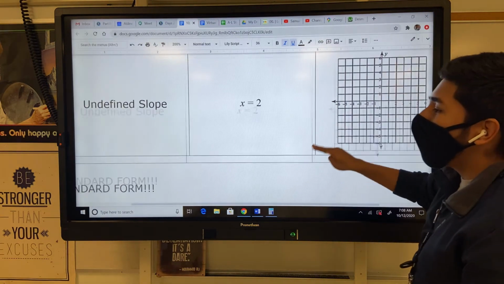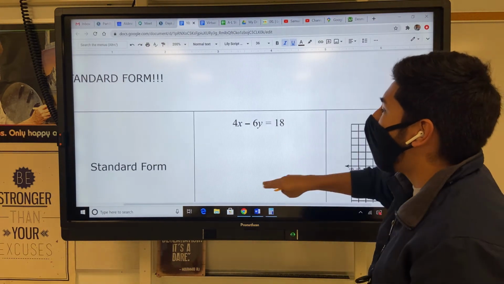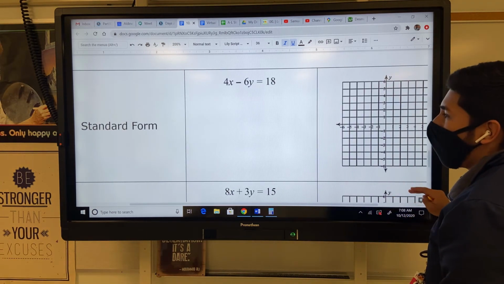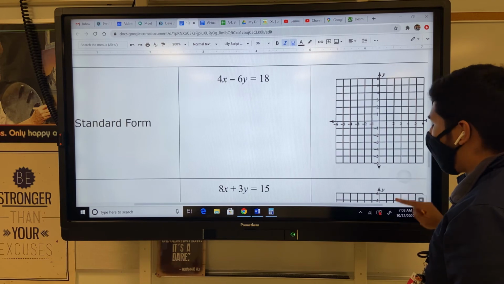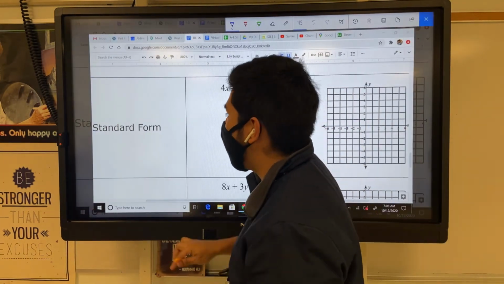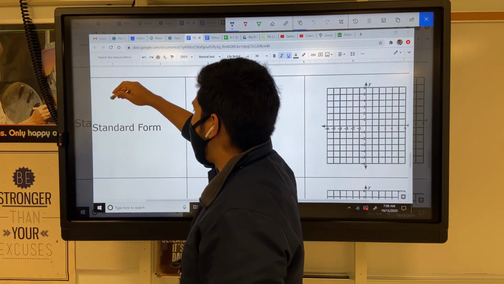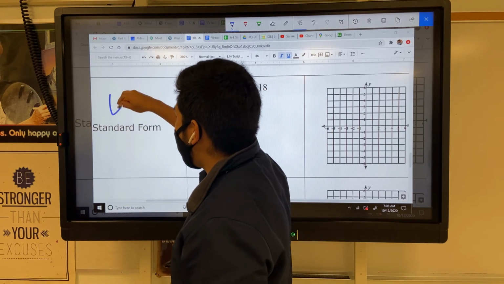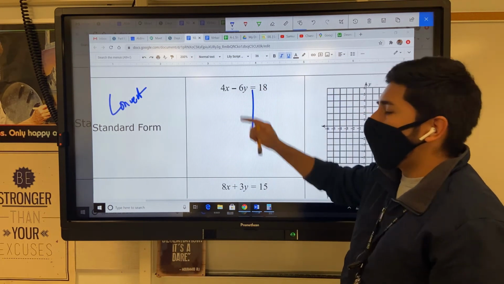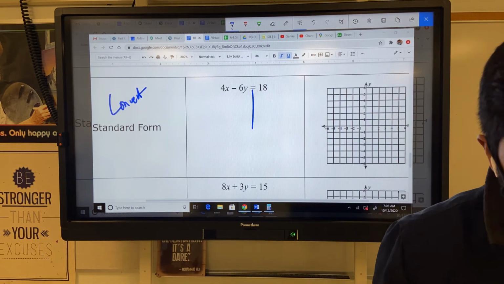What's the new stuff today? Standard form. For all this beautiful work, you need to convert. I'm going to do the first one for this video, and then you go on to the second video to do the ones on your own. So, convert. What do I need to convert? I need to say y equals.